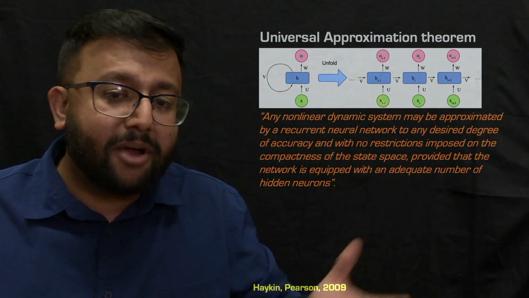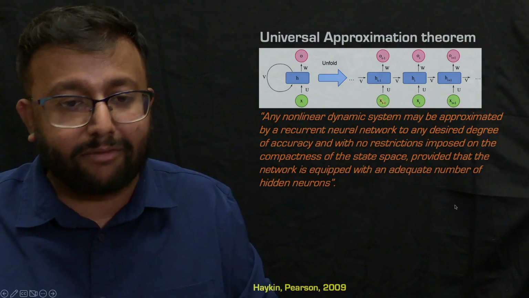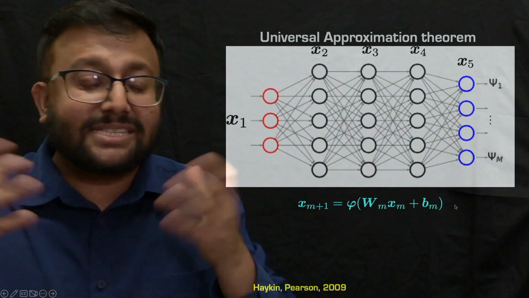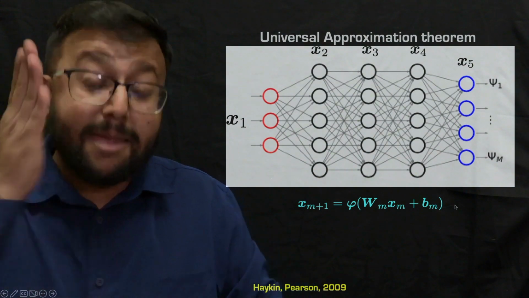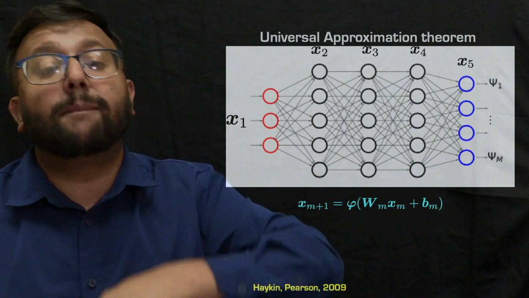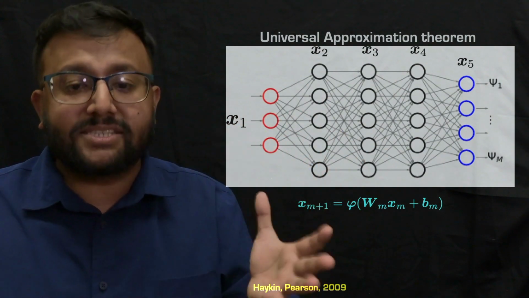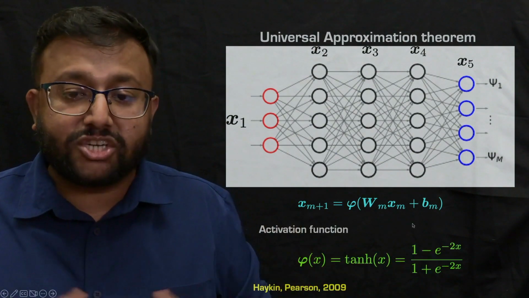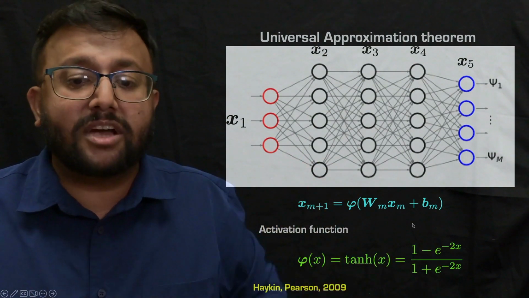So the universal approximation theorem is pretty powerful. Mathematically, how we write this is as a state of the system in the n+1th layer is obtained from the weights and biases applied to the previous layer passed through an activation function. Generally, this activation function is a nonlinear function.